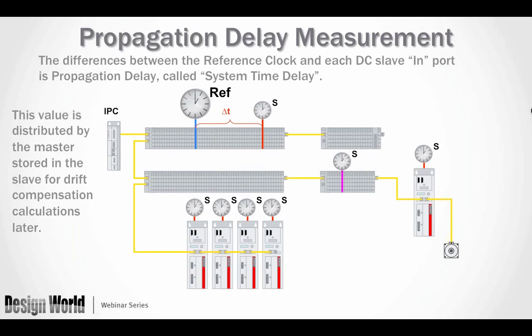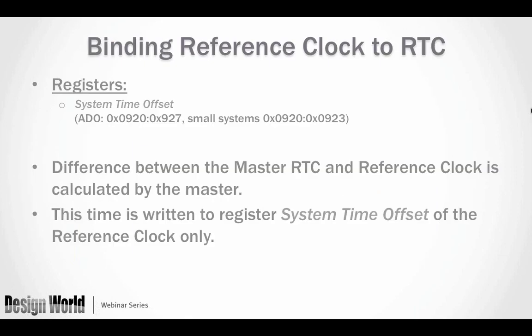Okay, so now we know what the propagation delay between the reference clock and each slave device is, but we still don't know what exact time it is in each of the slave devices, or in the reference clock for that matter. So now we have to bind the reference clock to the real-time clock of the controller. And this one's fairly easy because the reference clock is just downstream of the master. So the master calculates the difference in the time and then writes this time with the propagation delay to the system time offset of the reference clock only.